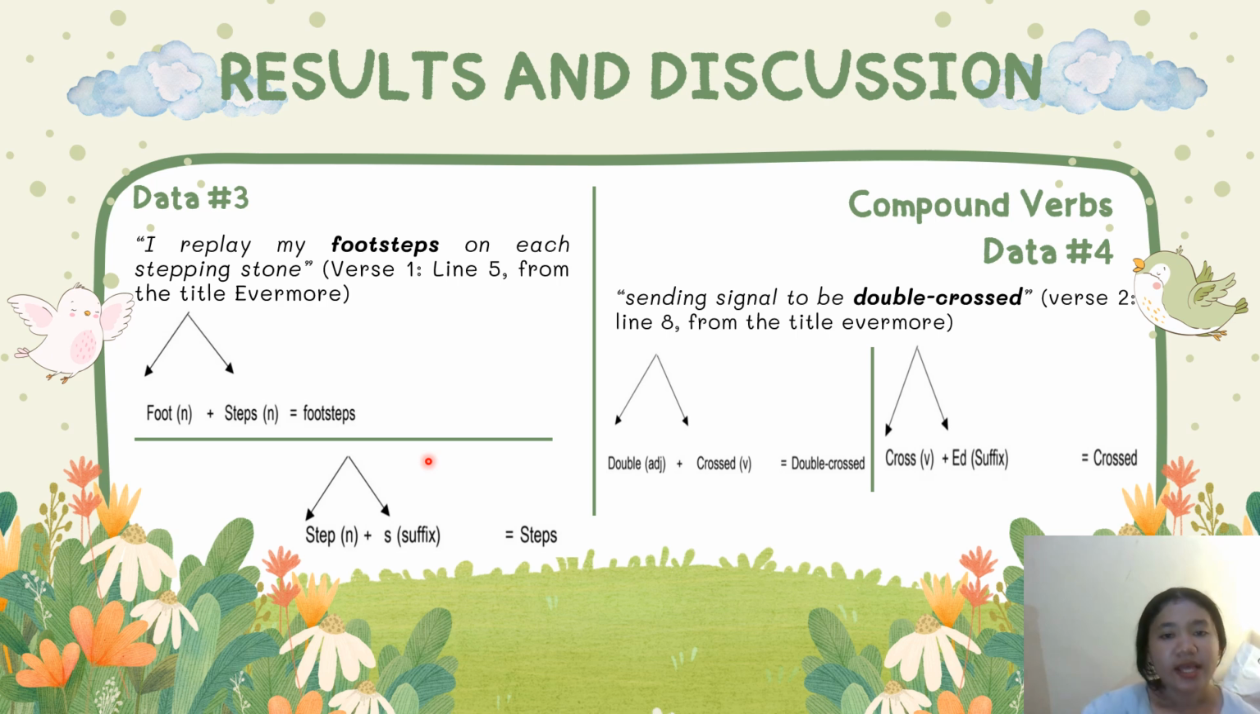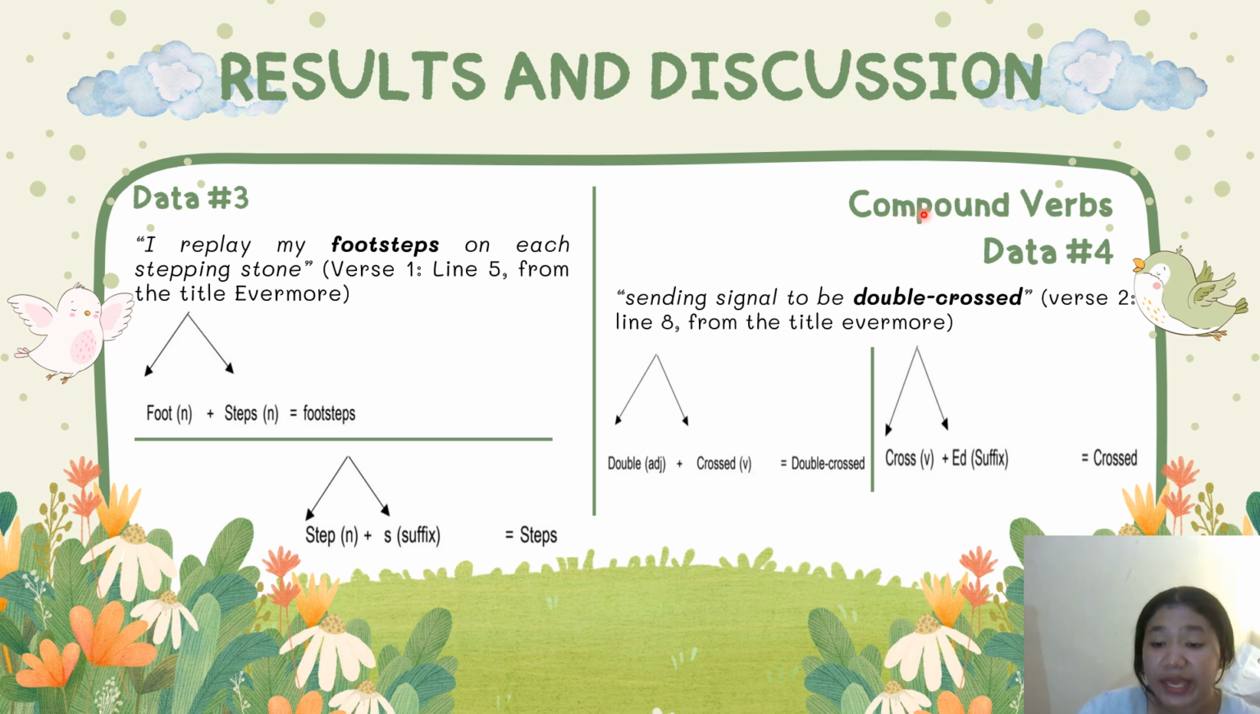The next one is the compound verbs, as we can see in the data 4. The lyrics is "sending signal to be double crossed" from verse 2, line 8 from the title song Evermore 2. And the word double crossed is the compound term identified in this data 4. This compound word formed by the combination of the word double and crossed holds the category of compound verbs.